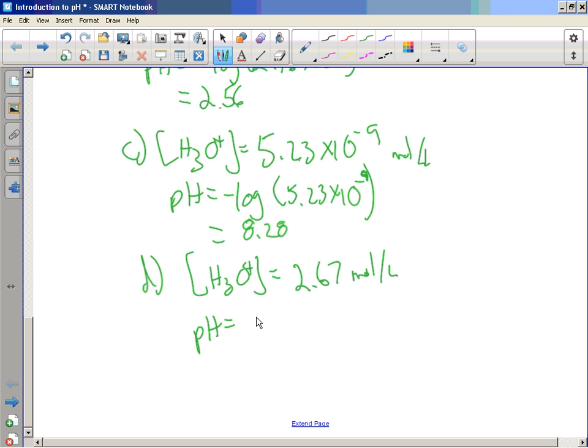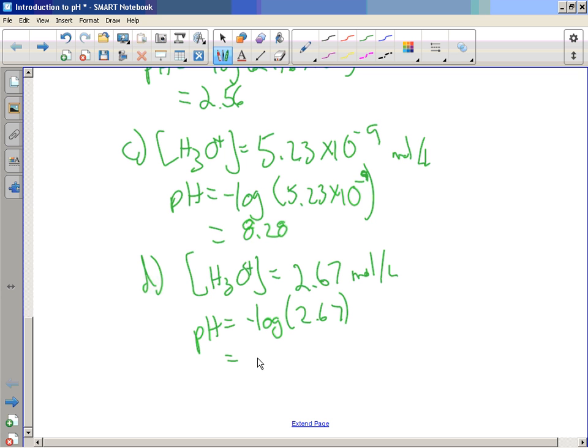pH equals. Again, don't wait for me at this point. Negative log of, get the calculator out, run it through. Negative log of 2.67. And if you're looking at the number saying, huh? Really? Can it be? Yes, it can. What's the answer?